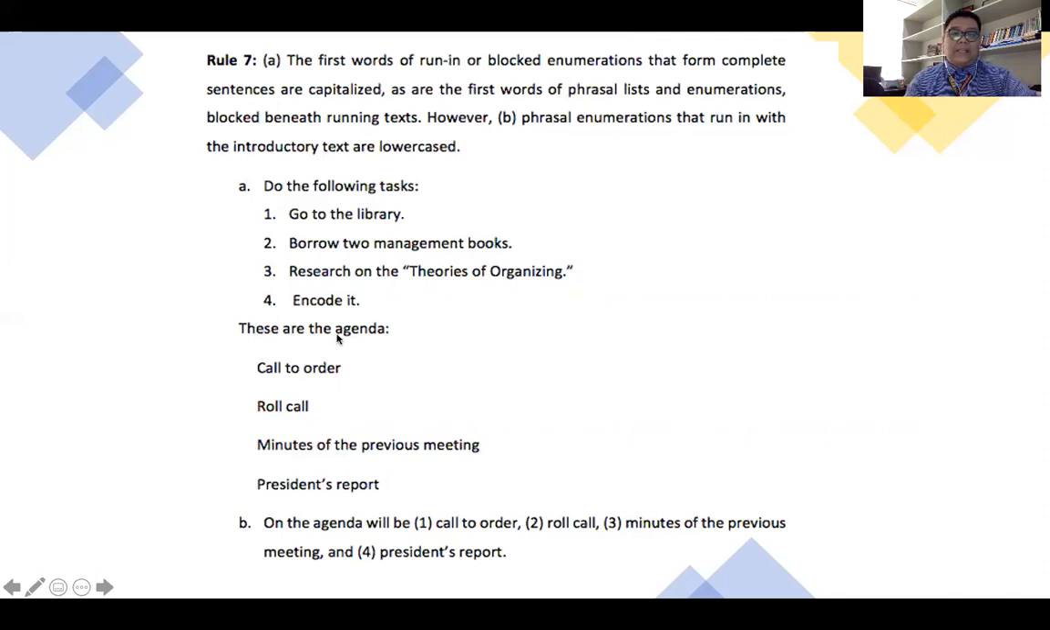Okay? And then these are the agenda. So if you notice, this one is not numbered. So capital letter still. And then the next one, hindi na, or it's not capitalized anymore. And then we have on the agenda will be one, call to order. So you don't have to capitalize the first letter of the first word just because it's enumerated or presented this way. It may still be written this way though.